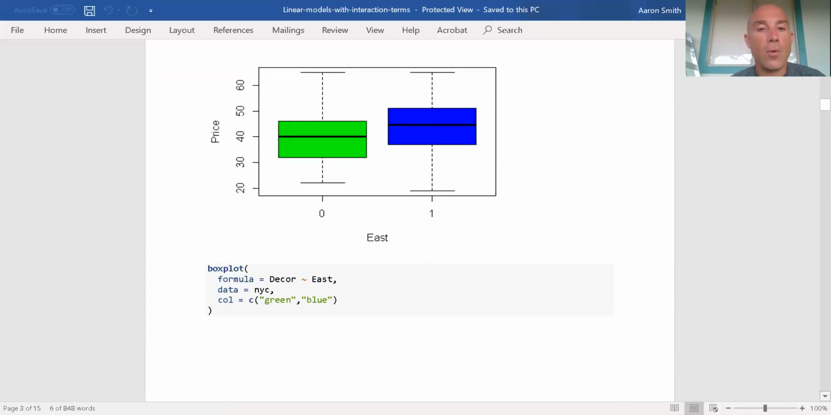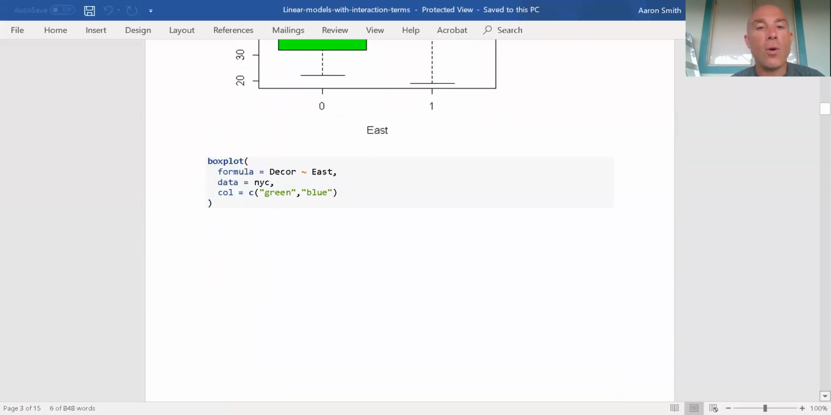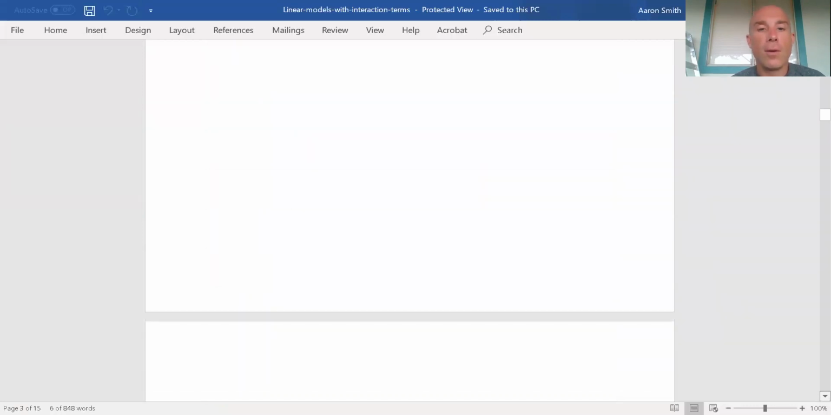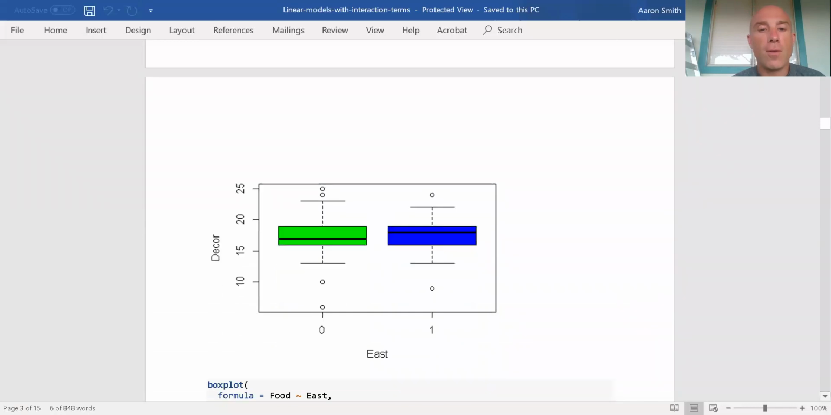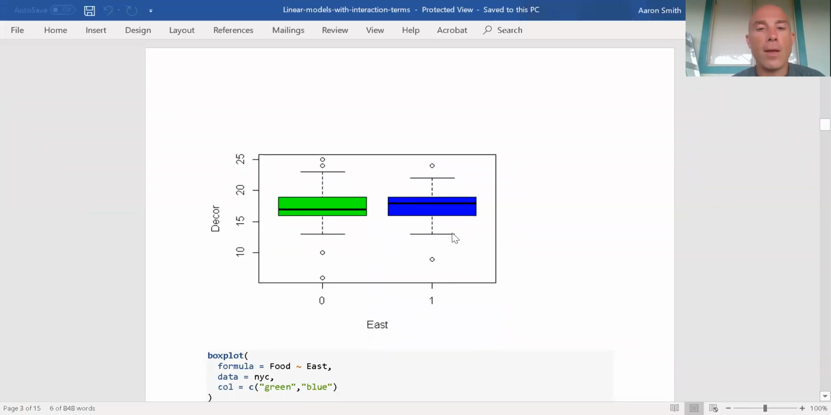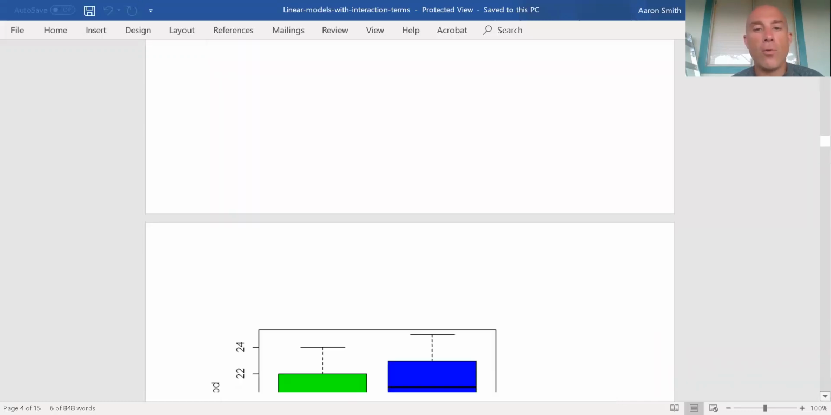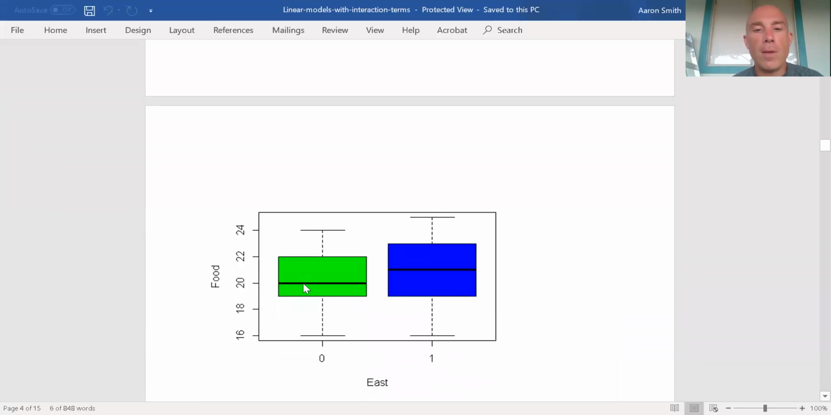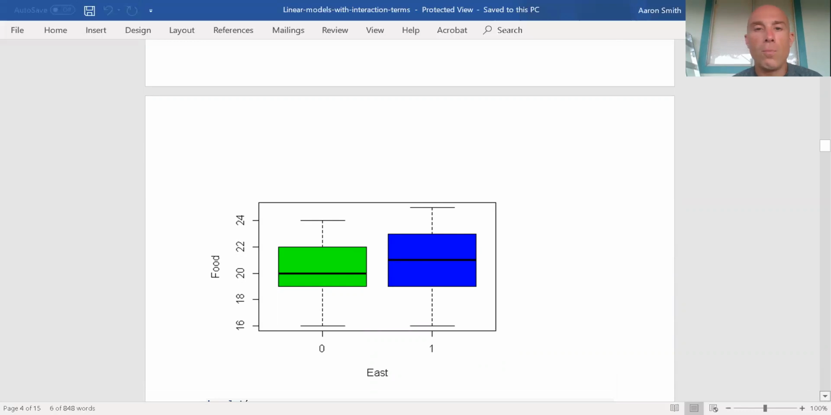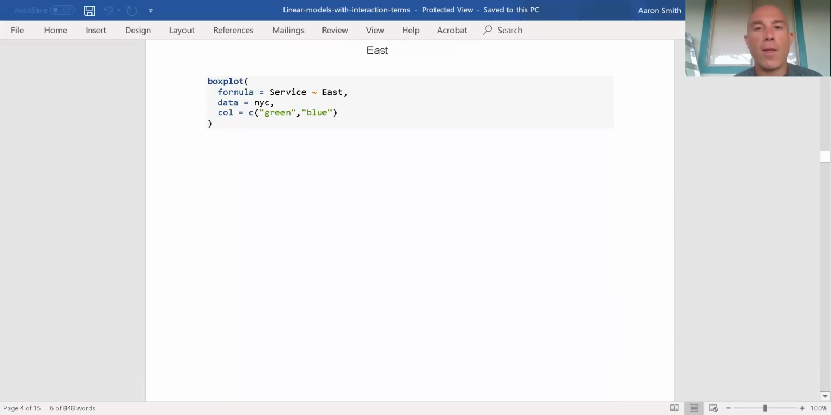All right, let's do it again. Let's look at decor by east-west. I conclude that there's no significant, substantial, operationally useful difference. All right, median lines slice each other's boxes. I conclude there's no operationally significant difference.